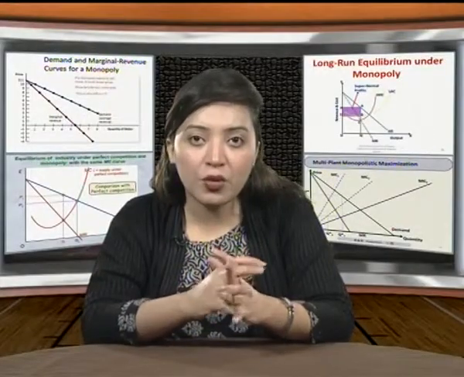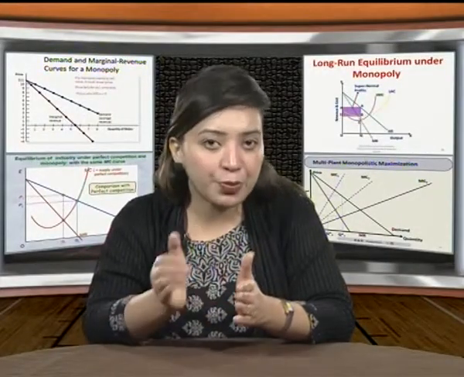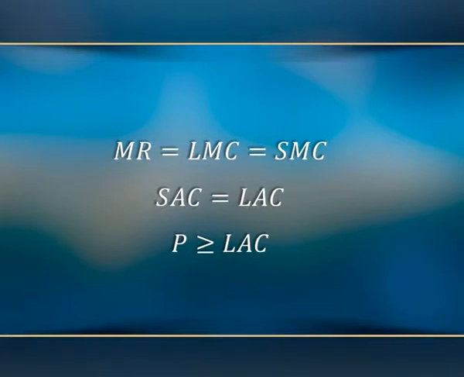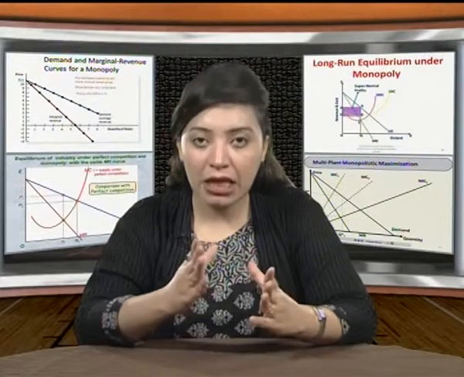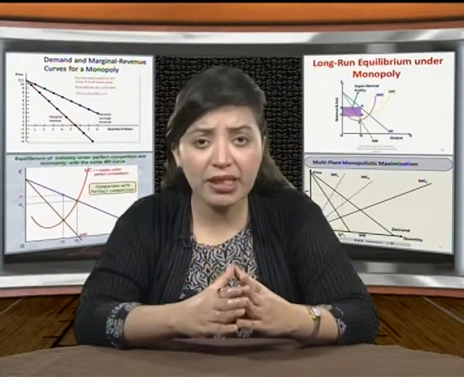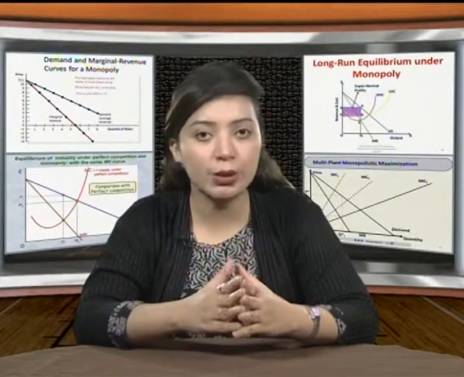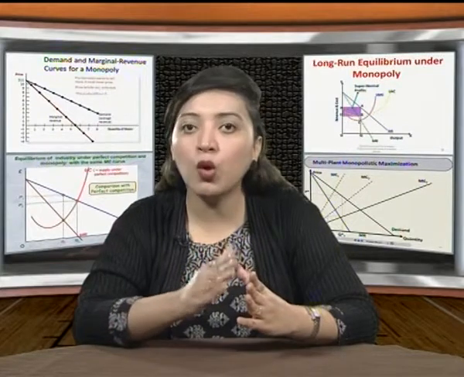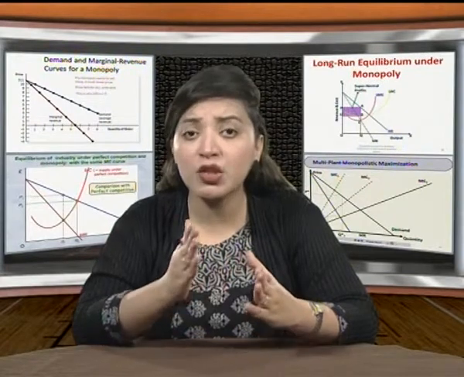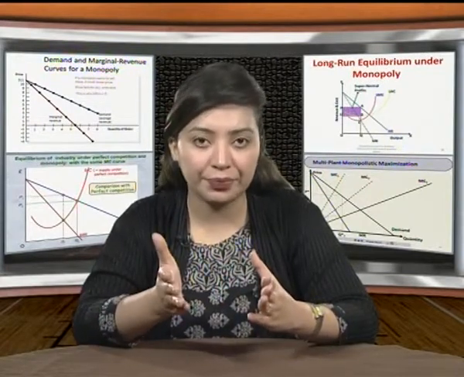It therefore follows that for the monopolist to maximize profits in the long run, the following conditions must be fulfilled. That is, MR equals LMC equals SMC, SAC equals LAC, and P is greater than or equal to LAC. The last condition implies that in long run monopoly equilibrium, the price of the product should be either greater than long run average cost or at least equal to it. The price cannot fall below long run average cost because in the long run, the monopolist will quit the industry if it is not even able to make normal profit.